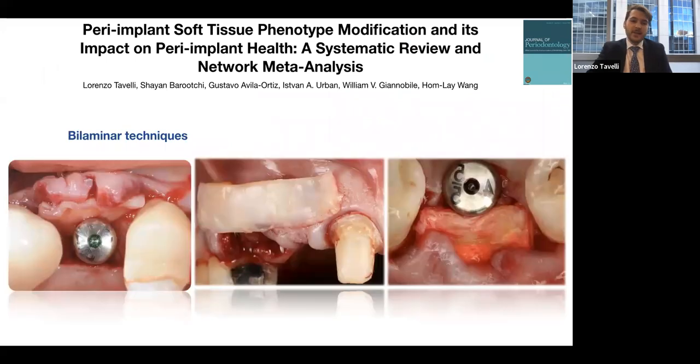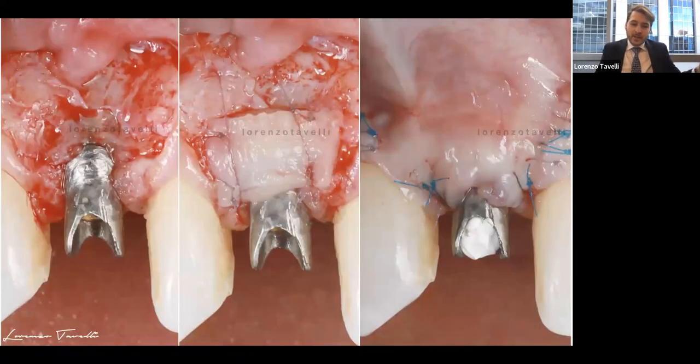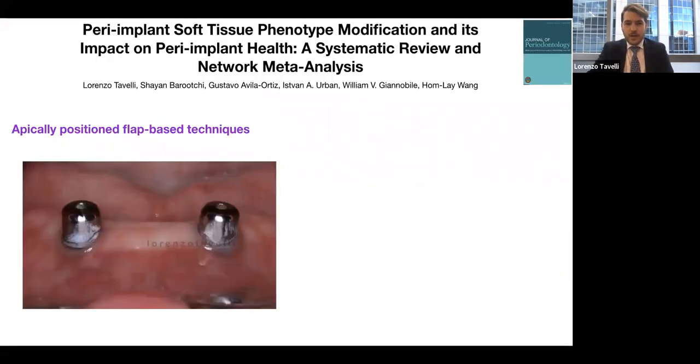And we had bilaminar techniques in which, whatever is the graft that you use, autogenous graft, collagen matrix, xenogeneic matrix, the graft is completely submerged during the procedure and hopefully also during the healing by the flap. So the graft is going to heal by primary intention.